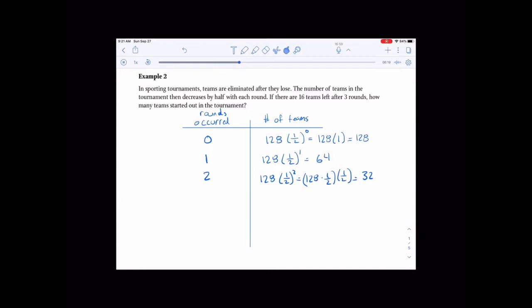Next, after 3 rounds, so 3 rounds would be taking our round 2 value of 32 and multiplying that by 1/2. So we have 128 multiplied by 1/2 to the 3rd power, which is equal to 128 multiplied by 1/2 multiplied by 1/2, which was our 32, multiplied by 1/2 again, which is 16 teams. So yes, our final number of teams is 16 teams after 3 rounds, beginning with 128 teams.